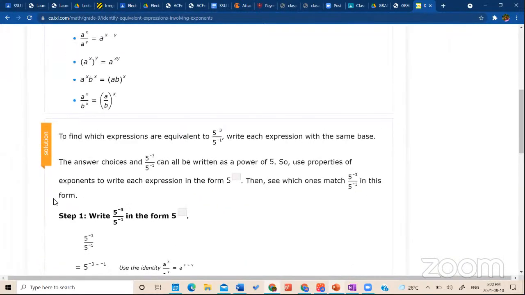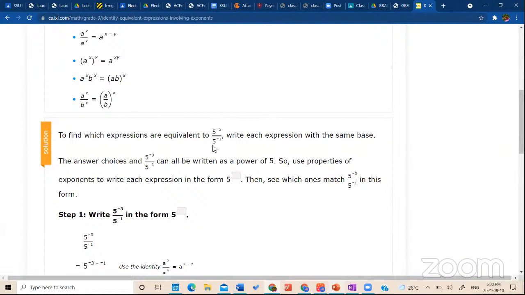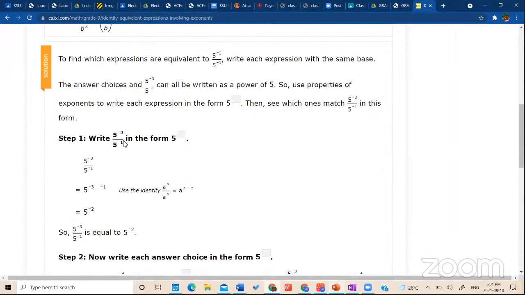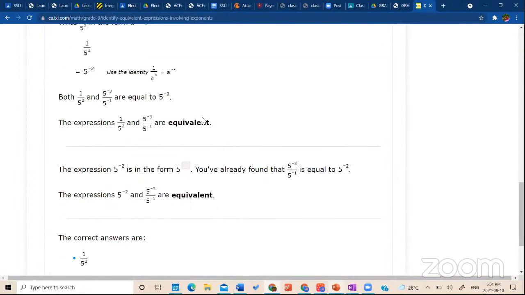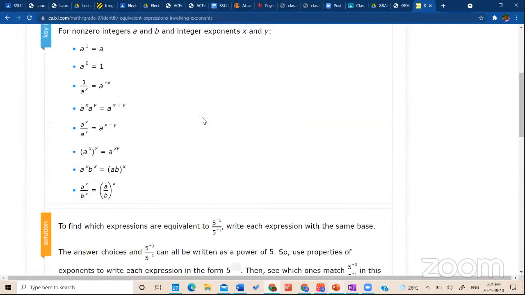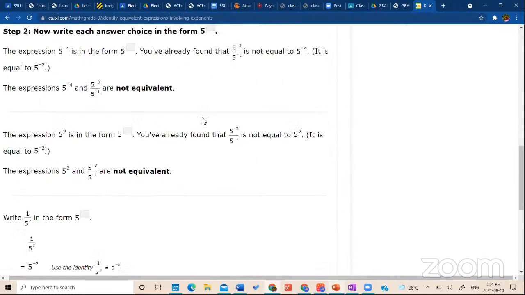To find which expressions are equivalent to 5 to exponent negative 3 over 5 to exponent negative 1, write each expression with the same base. So what you're going to do is 5 to the power of negative 3 minus negative 1, and that gives you 5 to exponent negative 2, because negative 3 plus 1 is negative 2. We're using this rule to get 5 to exponent negative 2. This is a lot simpler than writing this fraction. Then you realize the other answers are wrong because they don't equal the same thing.